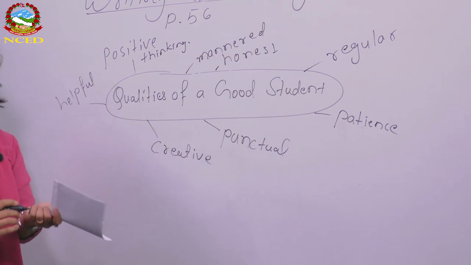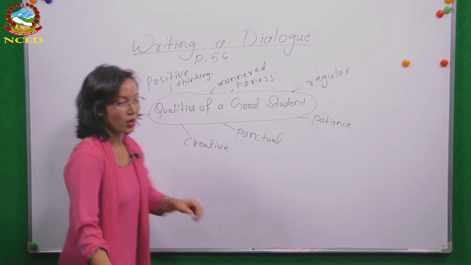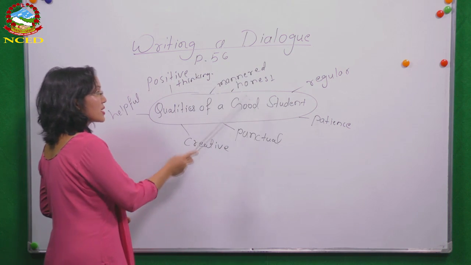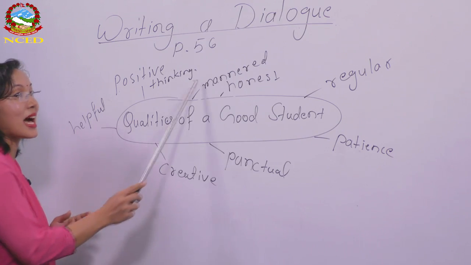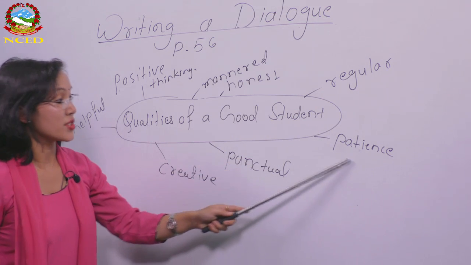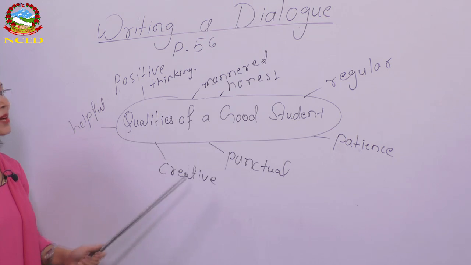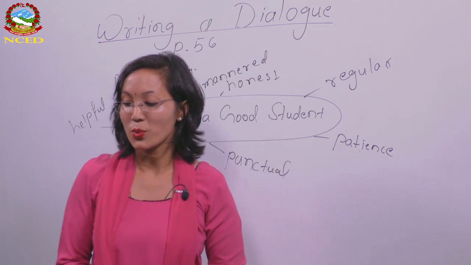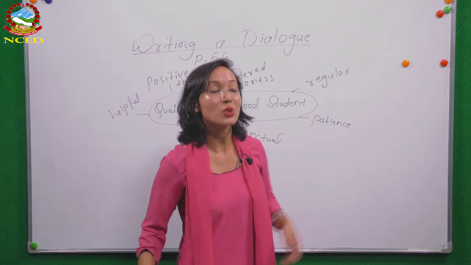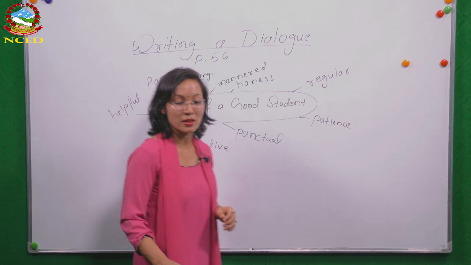Okay, now here let's see. Now these are the ideas. This is the topic, qualities of a good student. So now these are the qualities. Now these are the outcomes here. Outcomes: mannered, honest, regular, patient, punctual, creative, helpful, positive thinking. I have collected some points here, but there could be many more. So now let's see how these ideas are linked, or developed, in the dialogue.